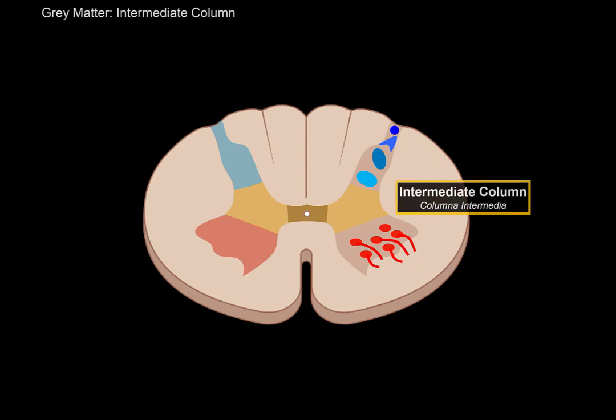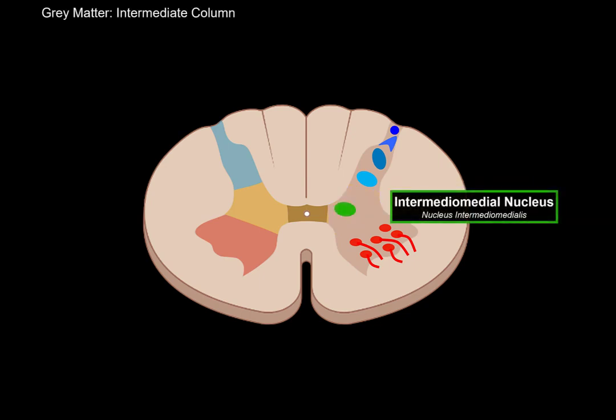Now, let's do the intermediate zone. The first nucleus here is the intermediomedial nucleus, since it's located medially within the gray matter. This nucleus has more or less the same function as the posterior thoracic nucleus, which is unconscious proprioception. Some sources consider the posterior thoracic nucleus a part of the intermediate zone, not a part of the posterior horn. So keep in mind that some sources might vary.